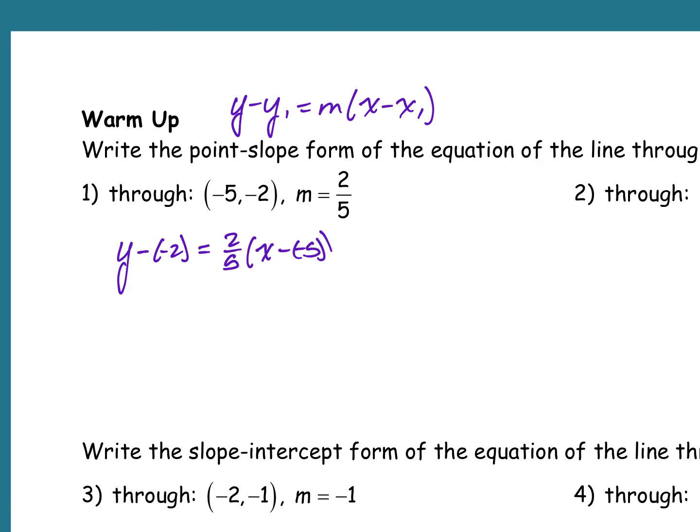What? We weren't supposed to solve? Nope. It just says point slope form. So y plus 2 equals 2/5 times x plus 5 for the first one. Done.